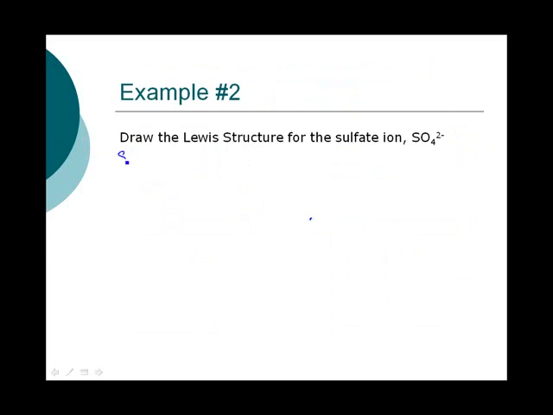We have a sulfur plus 4 oxygens, plus we have 2 extra electrons because the charge on this molecule is 2 negative, 2 extra electrons. So sulfur provides 6, oxygen provides 6 electrons each, plus we have 2, and so we have 24, 30, 32 electrons.